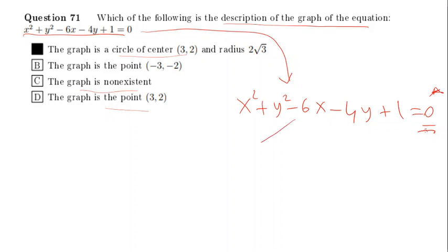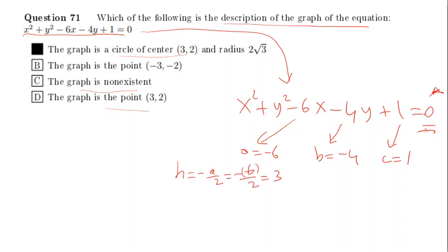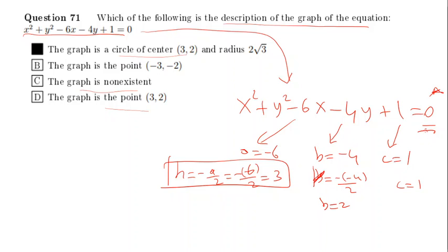And this a is minus 6, and b is the coefficient of y, which is minus 4, and c is 1. Then you change it to h. H is negative a over 2, which is minus 6 over 2, which is 3. And b is minus 4 over 2, which is 2. And c is 1. So we have h, sorry, this is k.